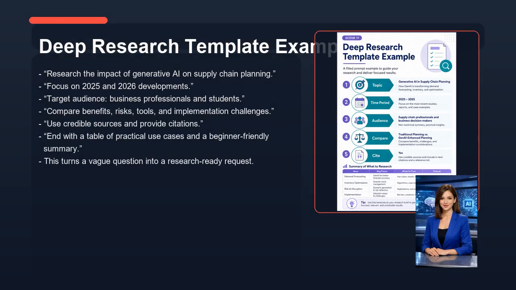Now let's look at deep research template example. Research the impact of generative AI on supply chain planning. Focus on 2025 and 2026 developments. Target audience, business professionals and students. Compare benefits, risks, tools, and implementation challenges.